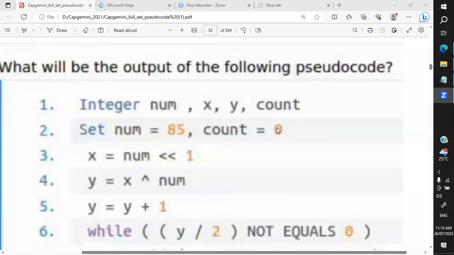Left shift. Super. And then what is the line number 4 operator? What is the operator that you see in line number 4? XOR. Cool. I hope you know what to do for them. If you know what to do with them, then you can easily answer it.